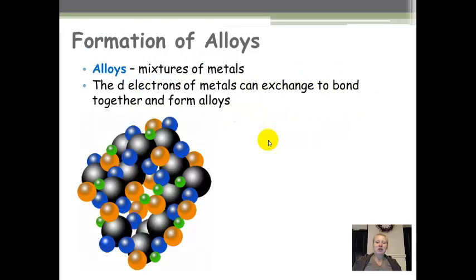An alloy, remember, is a mixture of metals. Think back to our gold penny lab. The reason that transition metals can form alloys is because of that sea of electrons. The d electrons in metals can exchange to bond together and form alloys. So when you mix transition metals together, their d electrons are actually interchanging so that they're bonding them together.